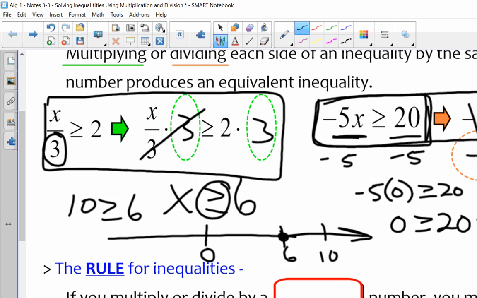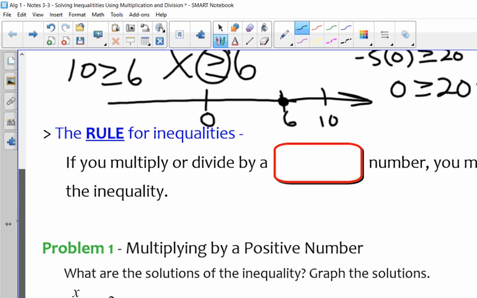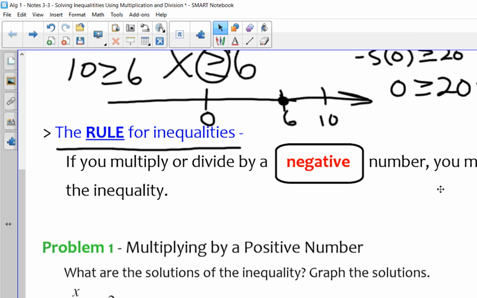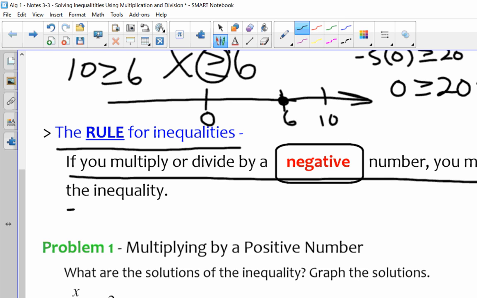It's not. Okay, so there's a rule that we're going to have when we're dividing or multiplying an inequality by, in this case, we divided by -5, so we're dividing by a negative number. So if you could write this down, the rule for inequalities, and then I'll pull these off here. Okay, I'm going to have you write down this. If you multiply or divide by a negative number, you must flip the inequality sign.